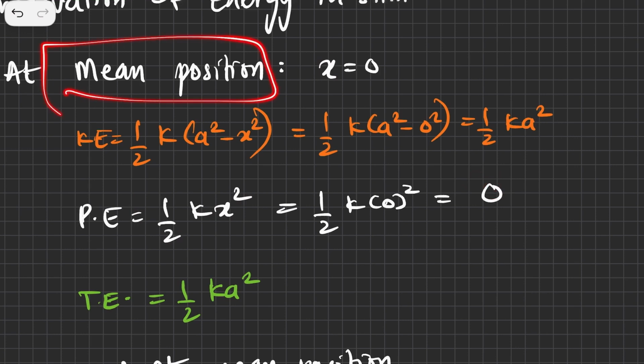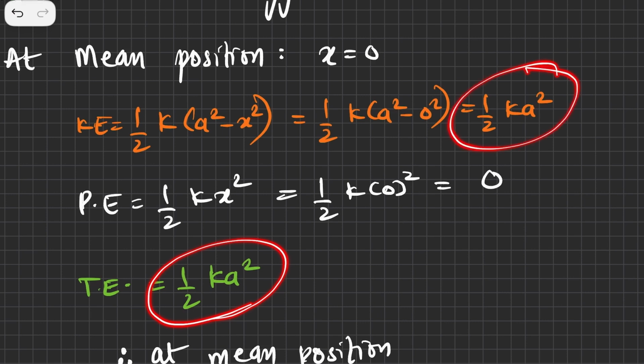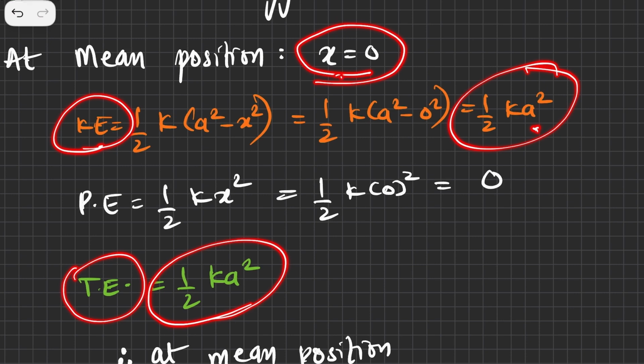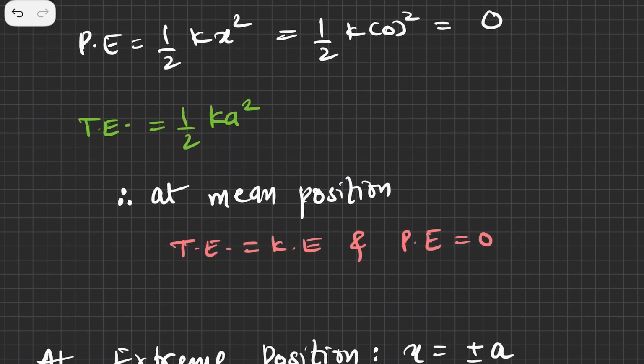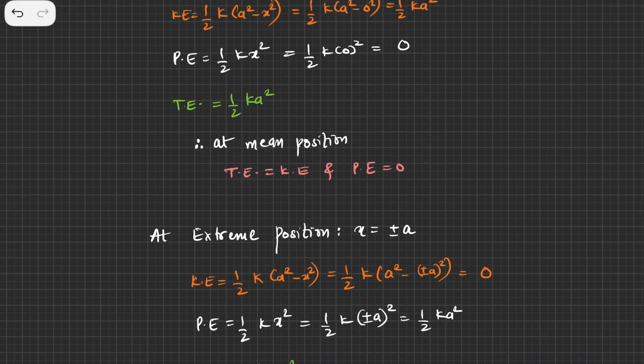So at mean position you will find that the kinetic energy is half of K a square and potential energy is 0. Total energy is half of K a square. This is the formula which we derived in the previous video. But if you see, there is no dependency on x. Either x is equal to 0 or x is equal to anything, total energy will not change. Half of K a square will remain half of K a square. Now this is equal to the kinetic energy, so I can say total energy is equal to kinetic energy when x is 0, when we are at the mean position. So to conclude, at mean position total energy is equal to kinetic and potential is equal to 0. This is our conclusion. And we'll do similar steps for the extreme position.